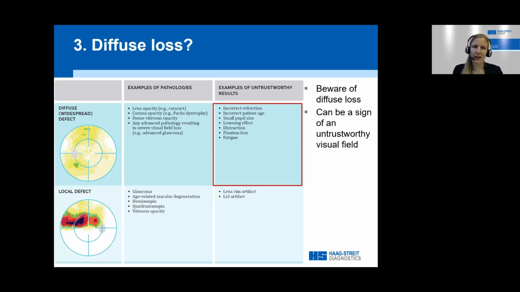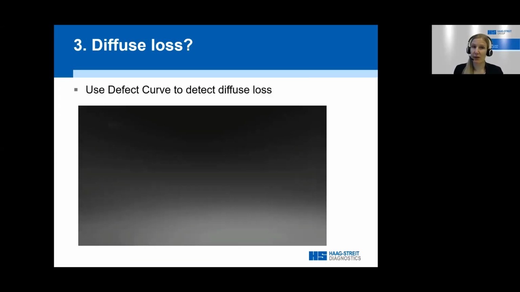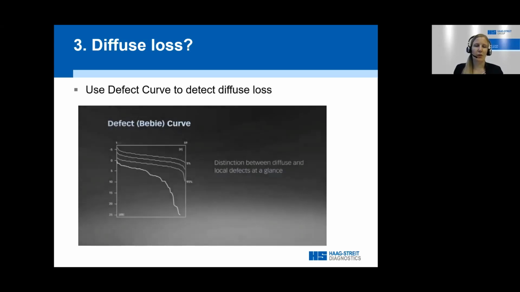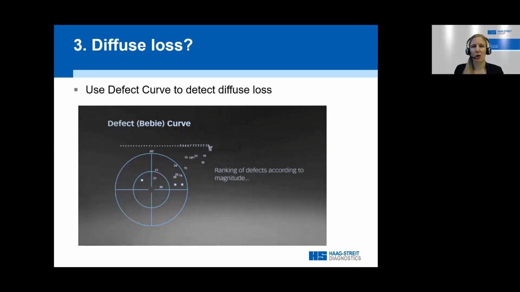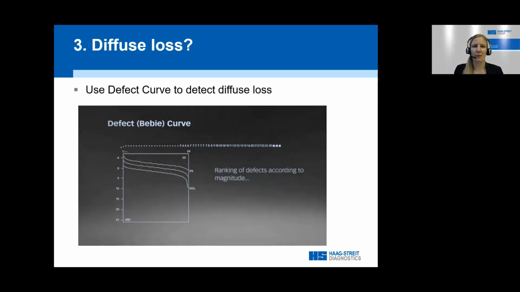And there's a really easy tool to identify it. It's in the Octopus. It's the defect curve. The defect curve is very quick to read. You can read this in a second. It's based on the comparisons chart, or in the Humphrey terminology, the total deviation chart. And it just takes all the defect sizes independent of location and ranks them in order of magnitude. So the smallest on the left, the largest on the right.